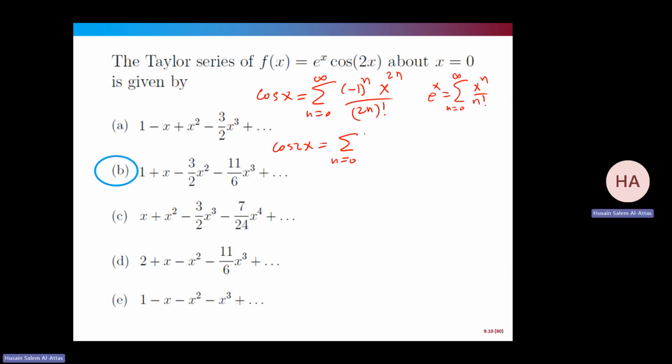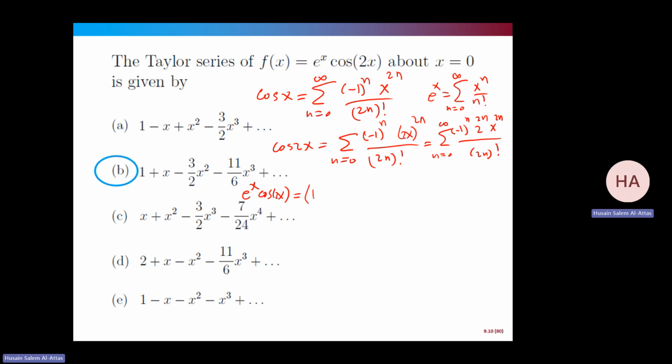Now I need cosine 2x. That will be minus 1 to the power n, 2x to the power 2n over 2n factorial, which is summation n equals 0 to infinity, minus 1 to the power n, 2 to the power 2n, x to the power 2n over 2n factorial. Okay, now list them. I think I need the coefficients until x cubed or x to the power 4. Yeah, let me list them.